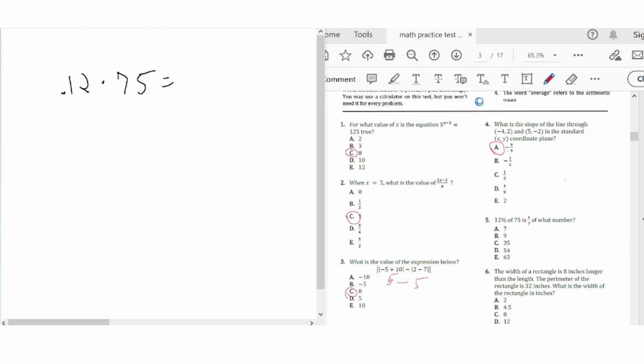Typing this into the calculator, we get 9. Now we have 9, because 12% of 75 is 9, we just figured that out. 9 is 1/7 of what number? So we can set up a nifty little equation to figure this out. And we can easily solve this equation by multiplying both sides of it by 7. Since 9 times 7 is 63, x equals 63.